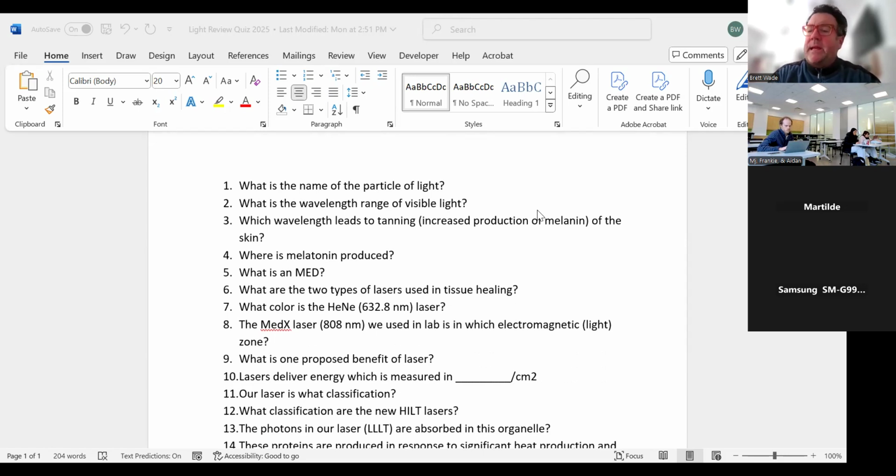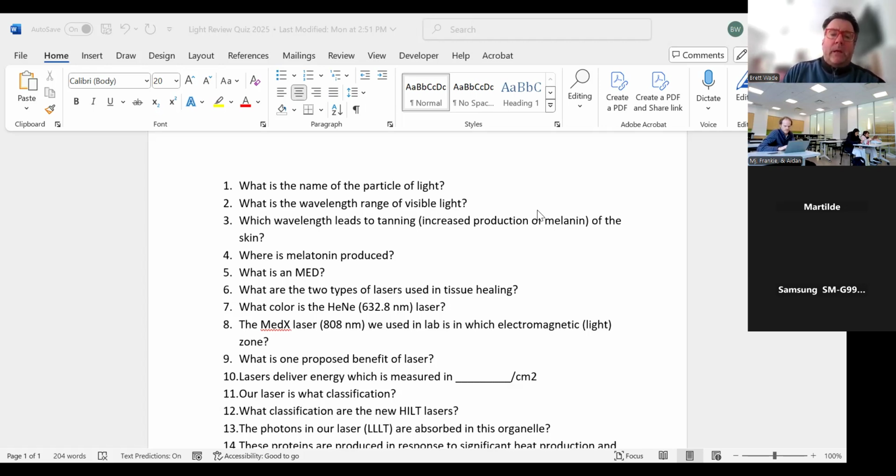So the first question is, what is the name of a particle of light? Hope you remember that light is a wave and a particle, and that particle is known as a photon. When we looked at the range of visible light, it's measured in very small wavelengths, down to nanometers, and the visible light spectrum then is 400 to 800 nanometers. 400 sits on the blue side of things, all the way to the longer side, which is red at 800 nanometers.